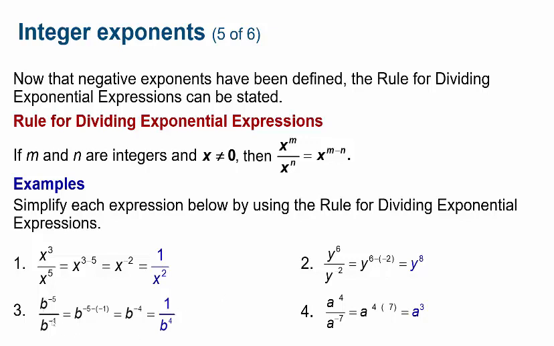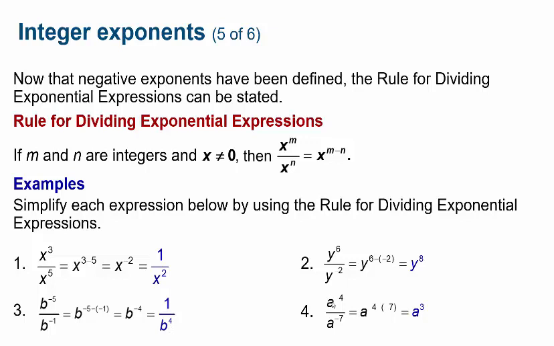B to the negative 5 divided by b to the negative 1. Take the top exponent, negative 5, subtract the bottom exponent, which is negative 1. Negative negative becomes positive. So this is minus 5 plus 1, gets me minus 4. And then negative exponent, make it positive, bring it down. So this becomes 1 divided by b to the 4th.